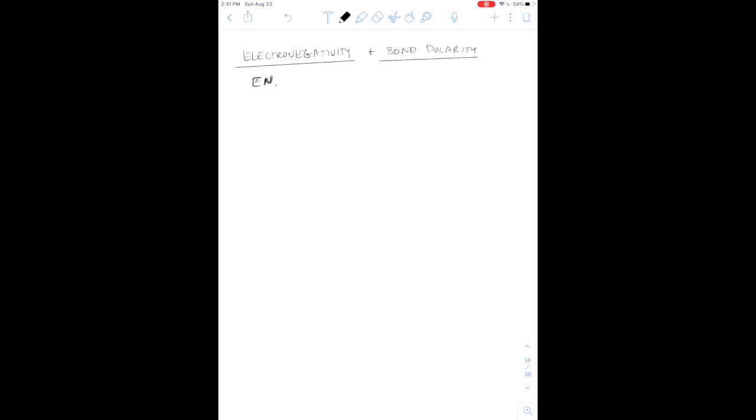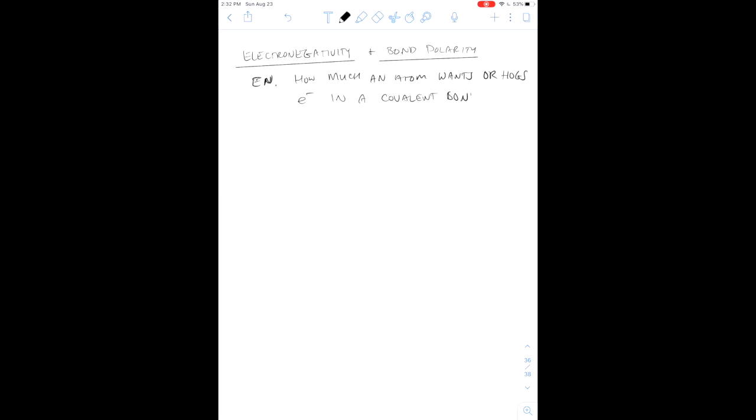Electronegativity and bond polarity. So let's talk about that. Again, a review, so not too detailed. Real quick video on this. So electronegativity and bond polarity. Electronegativity, remember, is how much an atom wants or hogs electrons when it's in a covalent bond. So this is different than electron affinity because electronegativity has to be in a chemical bond.